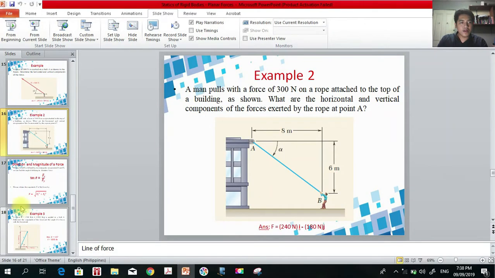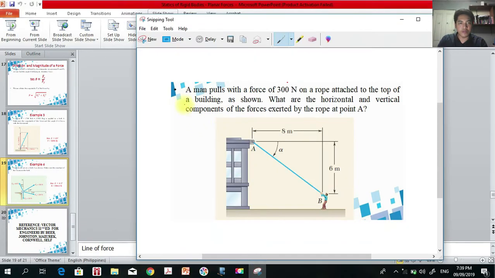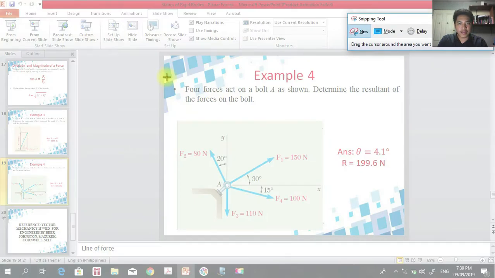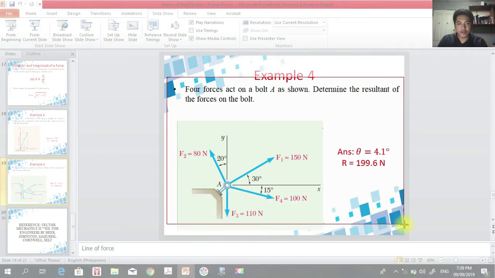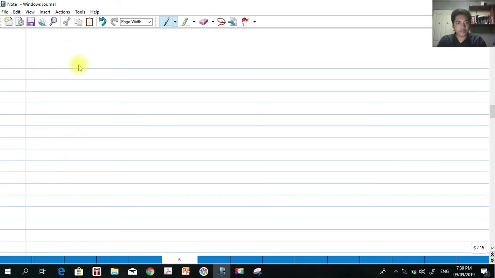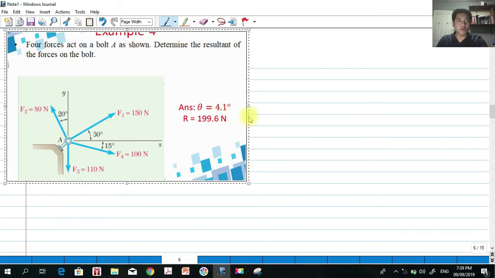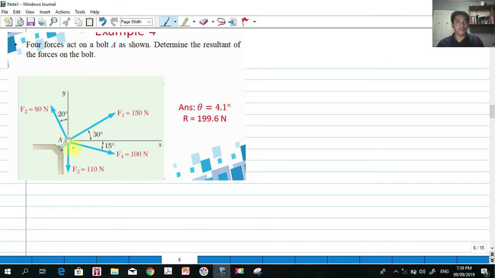Okay, let's try our last problem for this video, for my statics video. So let's try this. Four forces act on boat A, as shown. Determine the resultant of the forces on the boat. As we can see here, we have F1, F2, F3, and F4 acting on the boat. So how do we solve that?